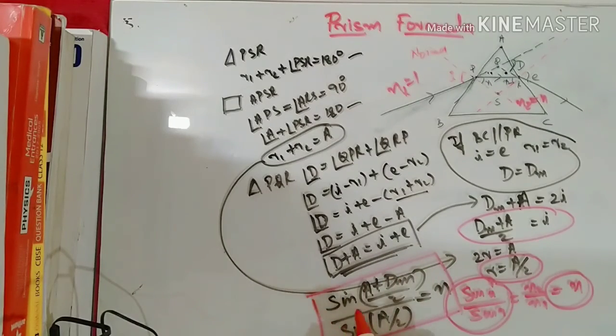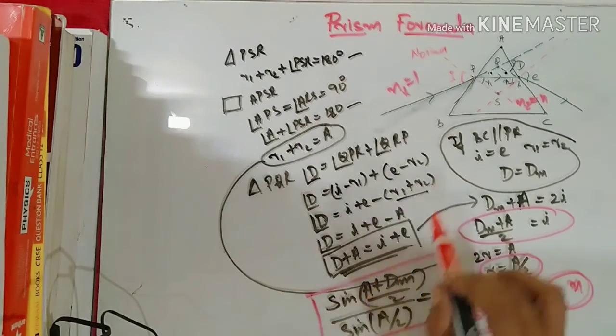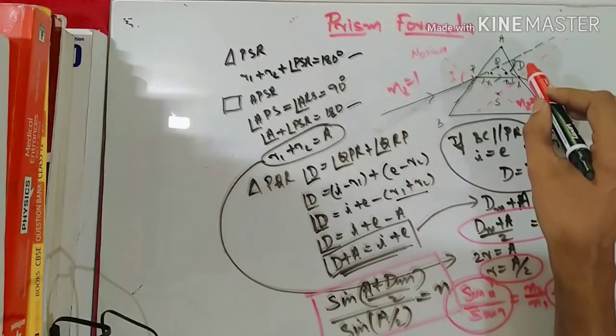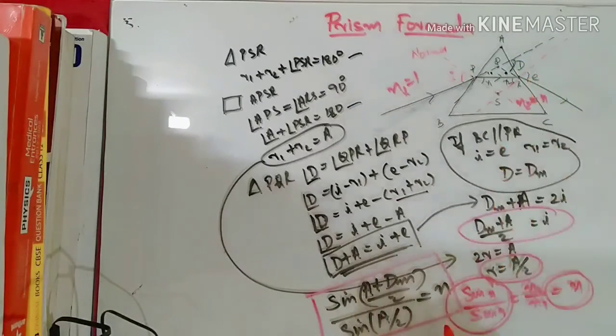Sin((A plus dm) by 2) divided by sin(A by 2) is equal to the refractive index, where A is the angle of prism. For an equilateral prism, the angle of prism will be 60 degrees. dm is the angle of minimum deviation. It's not the angle of deviation, it's the angle of minimum deviation. N is the refractive index.